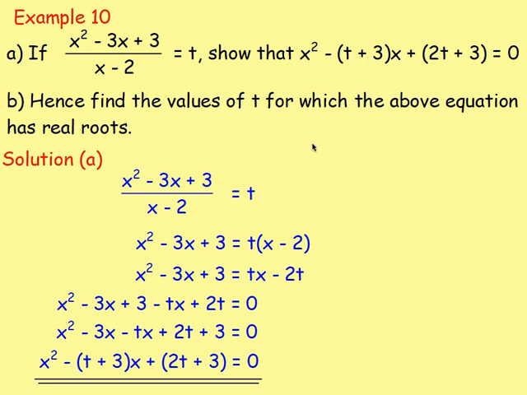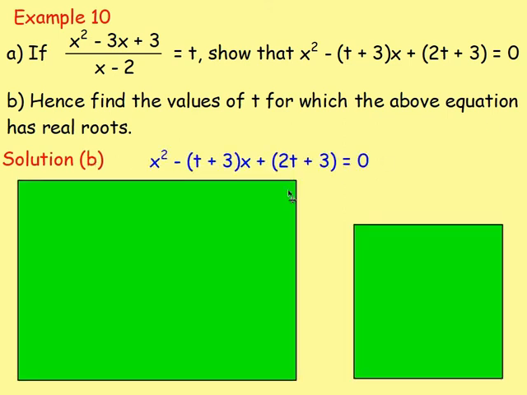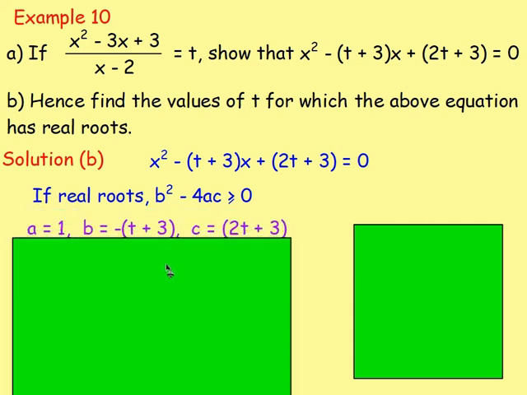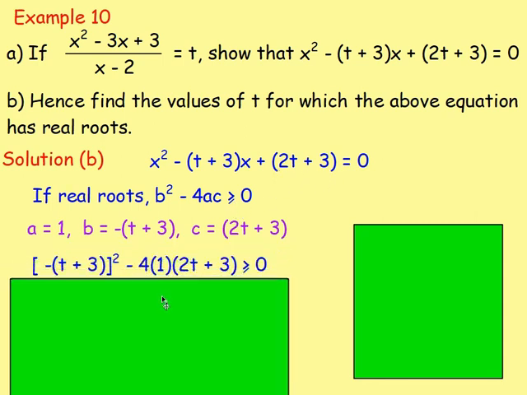For part B, hence find the values of t for which the above equation has equal roots. When do you get equal roots? Or real roots, sorry? Real roots are when the discriminant is bigger than or equal to 0. So you can say then that b squared minus 4ac is bigger than or equal to 0. Write down the values of a, b and c. So a is going to be 1, b is going to be negative (t plus 3), and c is going to be 2t plus 3.